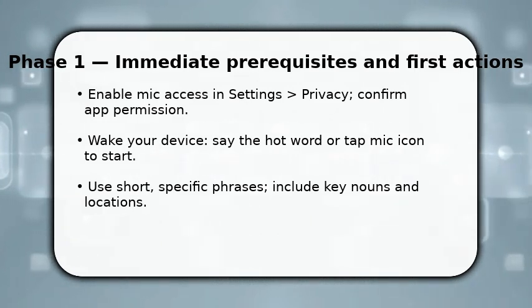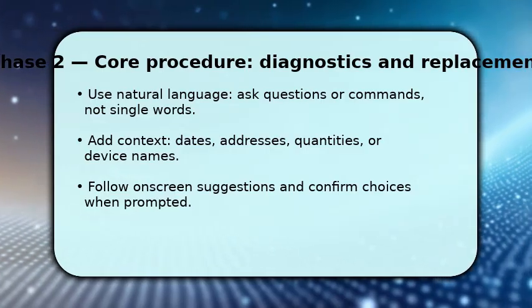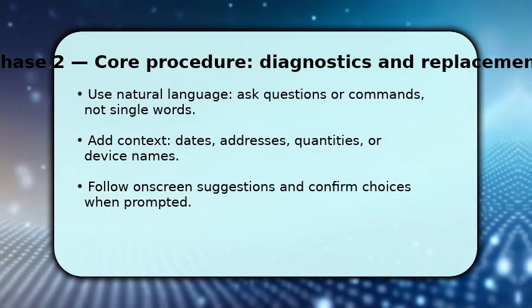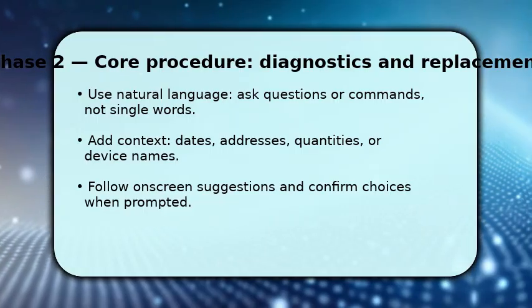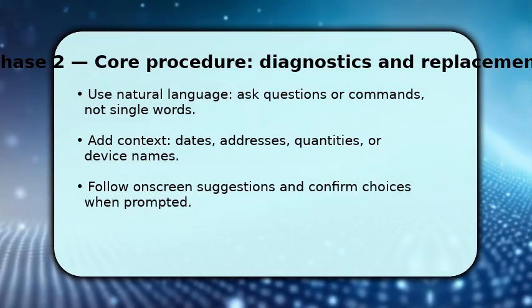Now move into shaping the query so the engine returns precise results. Ask full questions or short commands, both work, but include context like dates, addresses, or quantities to narrow answers. If the assistant asks a follow-up, answer succinctly. Those prompts refine the search.